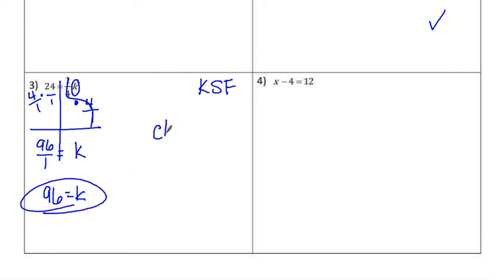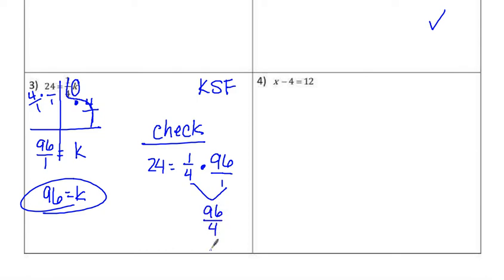But let's check it to be sure that you got it right. So you have 24 is equal to 1/4 times k, which is 96. And if you're solving this, lonely whole numbers go over 1, across the top, across the bottom. So I get 96 over 4. And if you do 96 over 4 divided, you get 24. So 24 is equal to 24. So you got that problem correct.